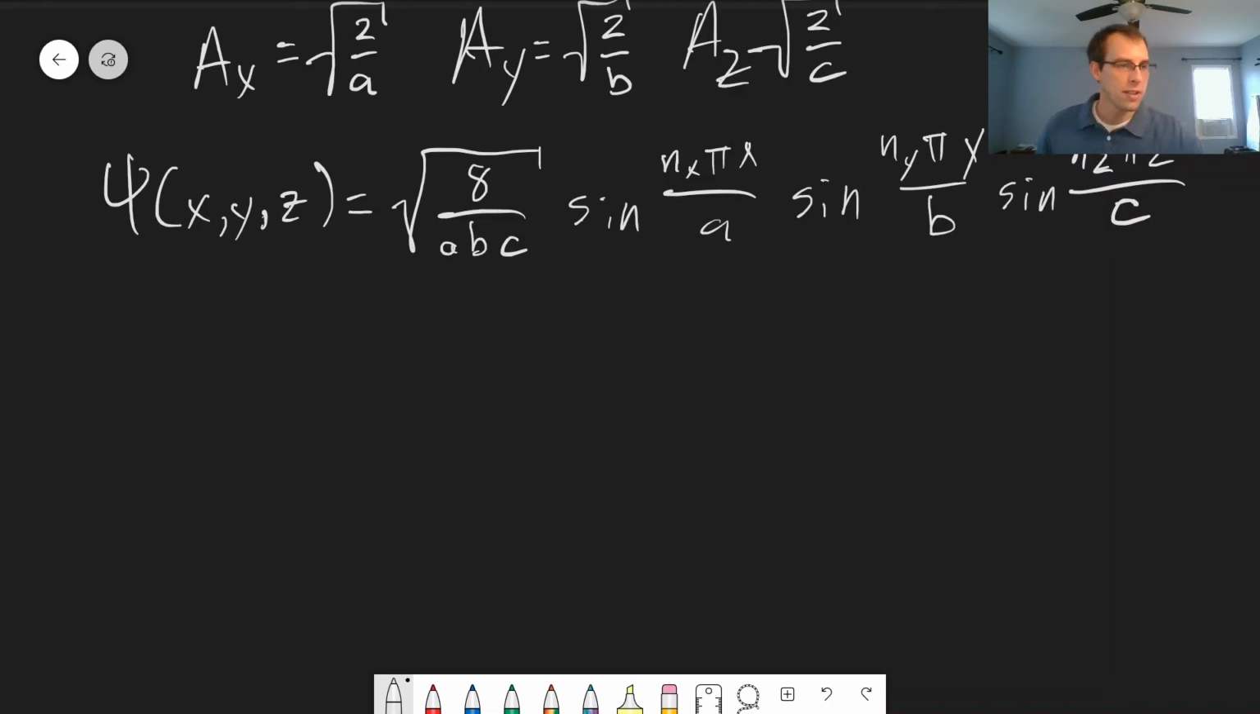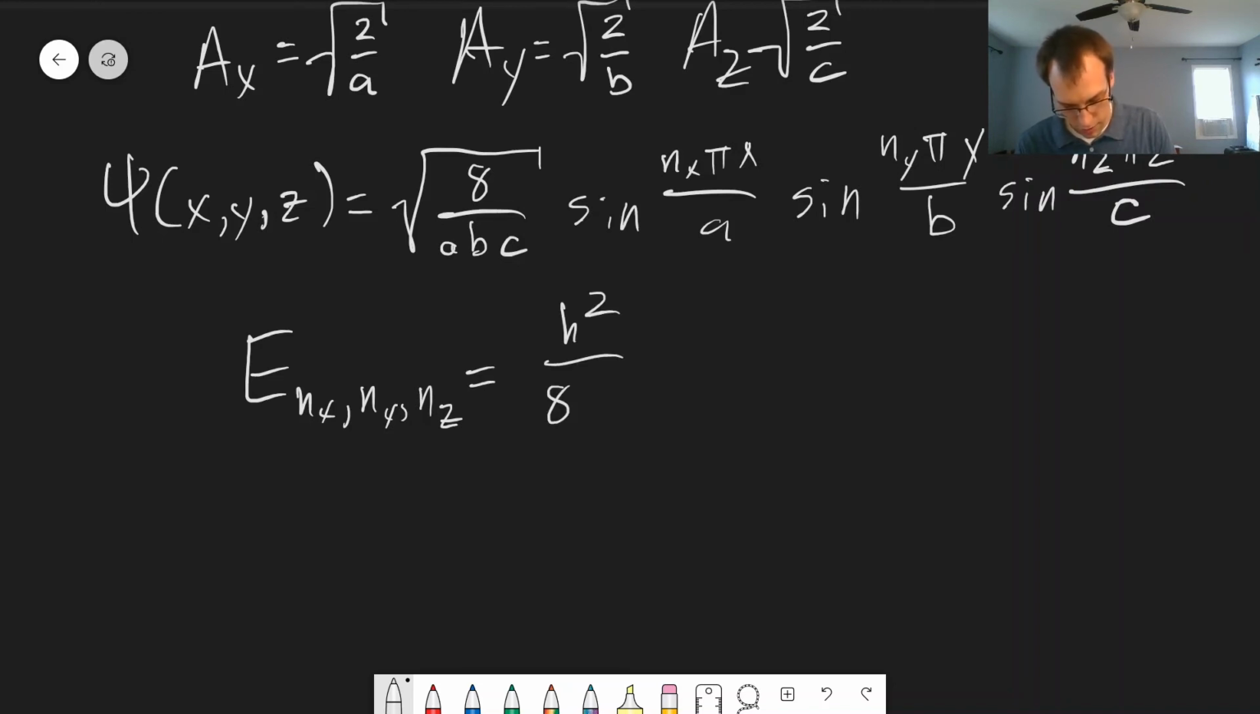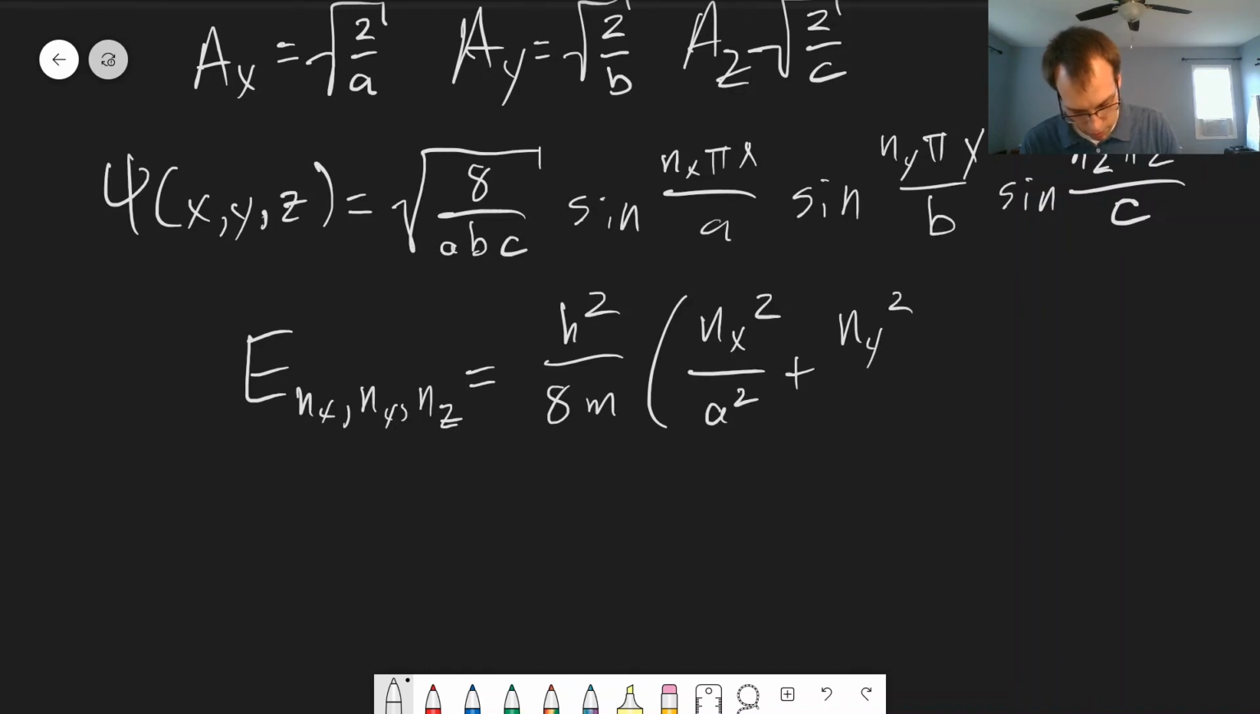And then our energies are going to be similar to the particle in a box in one dimension. E is going to depend on now 3 quantum numbers, nx, ny, and nz. And we'll get h squared over 8m, and then we have our 3 different quantum numbers show up: nx squared over a squared plus ny squared over b squared plus nz squared over c squared.